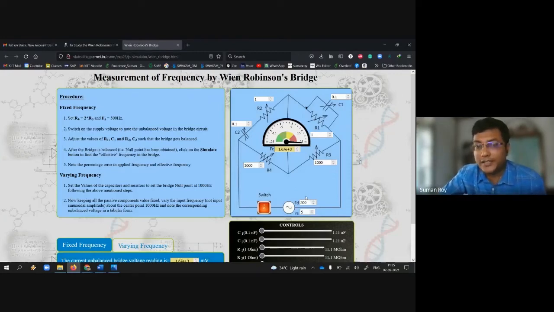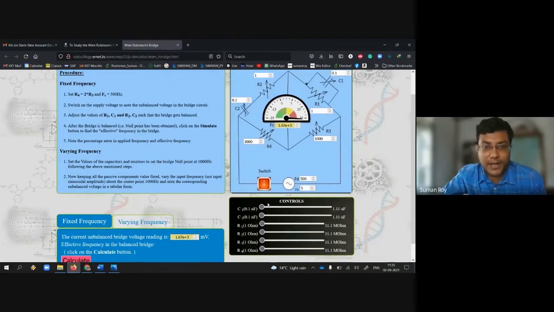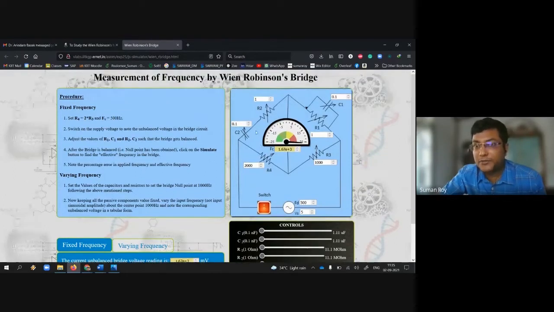We can change the value of C1, C2, but we have already fixed those, and R3, R4 are already fixed. So the only things we can change are R1 and R2. But remember, for simple calculation we have to take R1 equal to R2. So if I change R1 from 1 to 2, we always have to take the same number. If we use 1 here, then R2 should also be equal to 1.